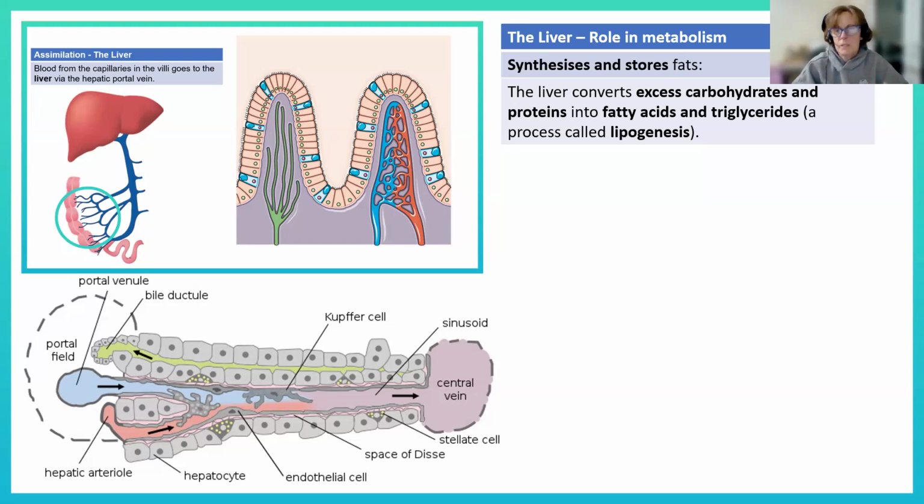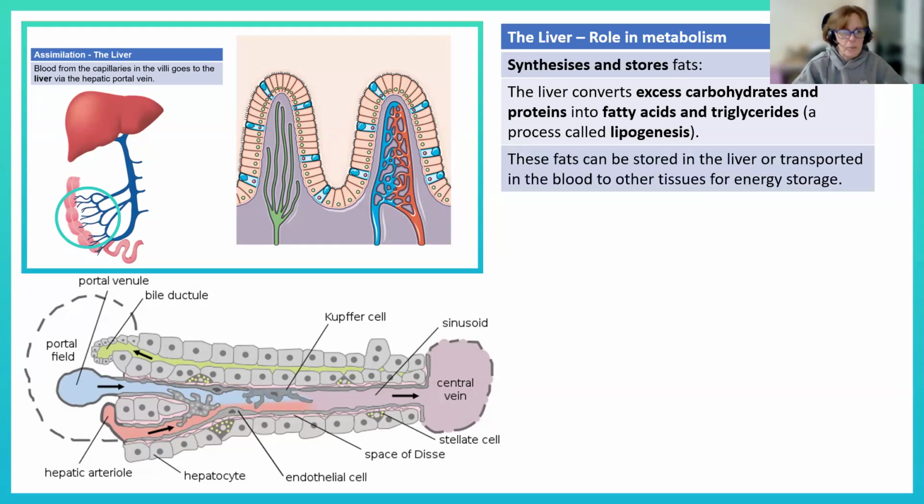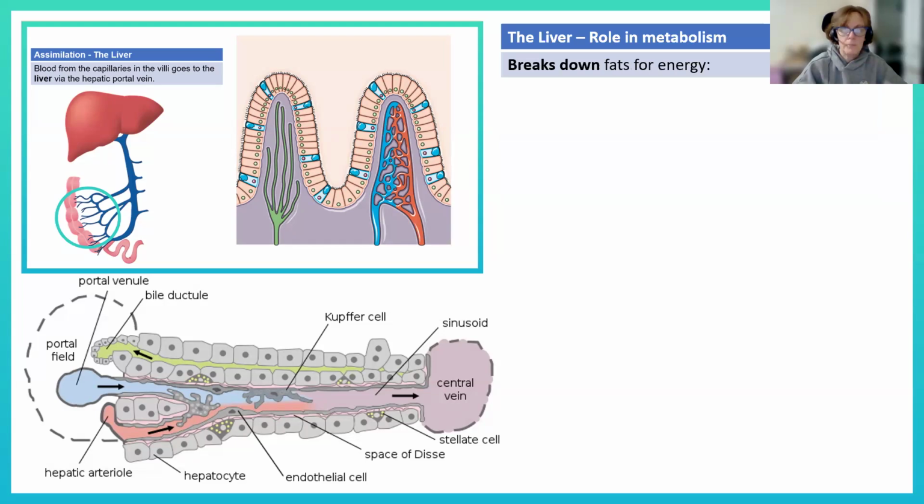So if you know these words, prefixes and suffixes and things like that, it makes it a little bit easier. So lipo means lipids, genesis means to make. So we're making fats essentially, and these fats can then be stored in the liver. We don't want to store too much fat in our liver, but we can store some without it being a problem, and we can transport it in the blood or to other tissues for energy storage elsewhere.